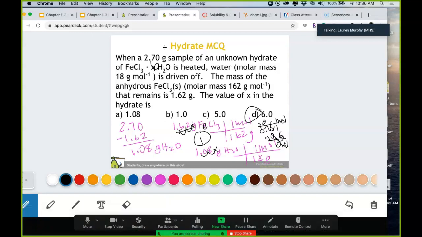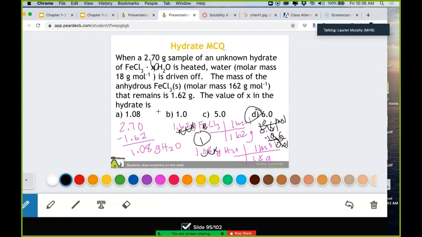Do you have any questions so far? So you're taking empirical formulas just a little bit further. We're doing them for hydrates now too, instead of just simple compounds.